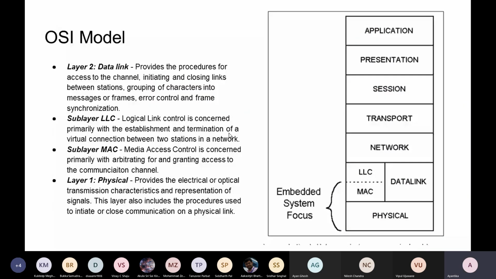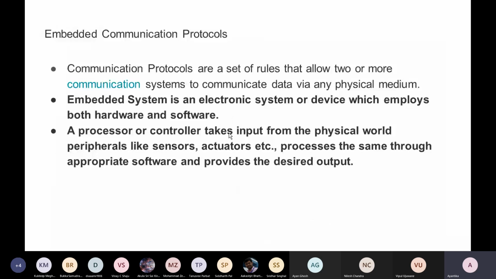So in embedded communication protocols, what is going on? You know, for that part, you have some embedded software specification that you have modeled. Then you have chosen some processor. You have some processing unit.